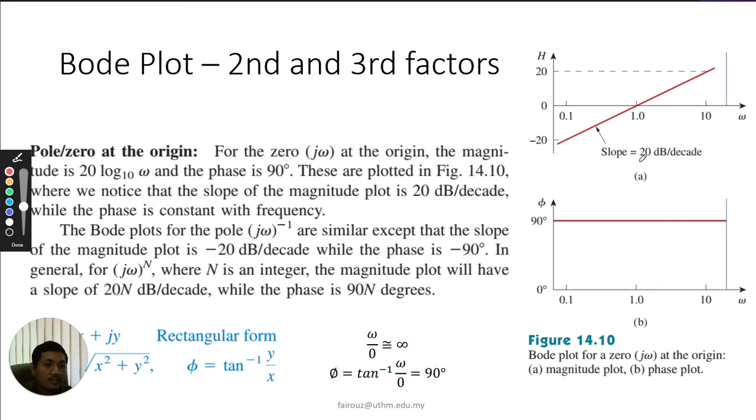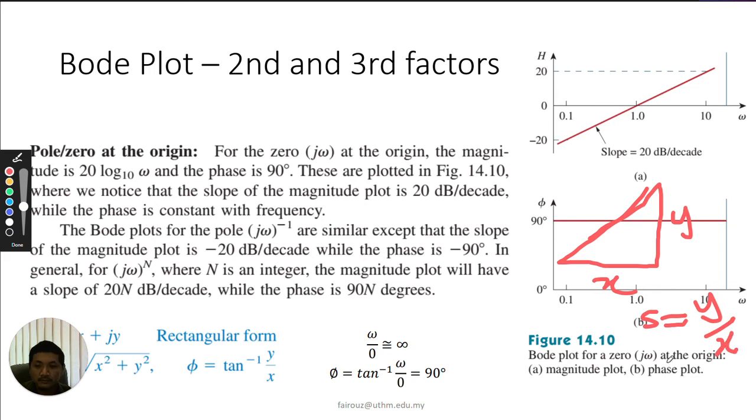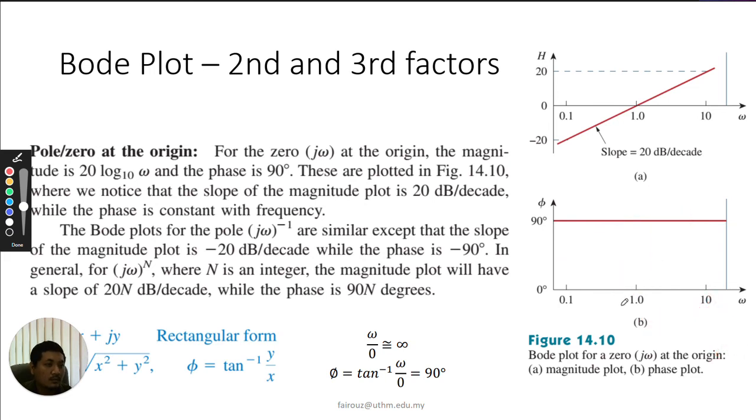So what is 20 dB per decade? If you remember, the calculation of the slope is, if we have y and x, slope is equal to y over x, isn't it? That is the equation for the slope. So in this case, if you look at here to here, that is 1 decade. You need to fully understand this. Why is it called 1 decade?